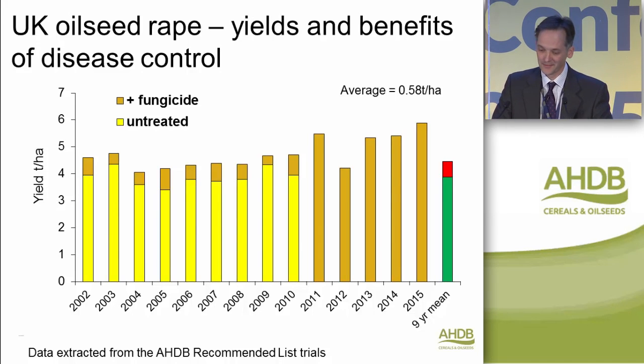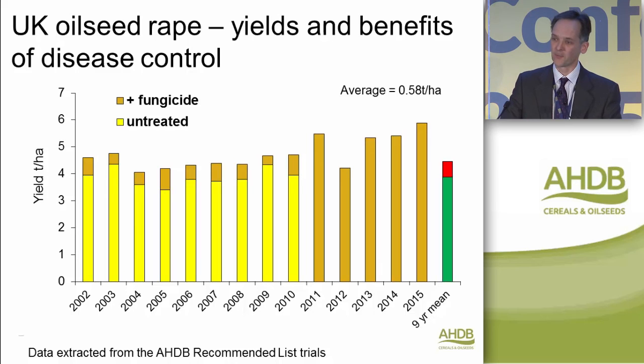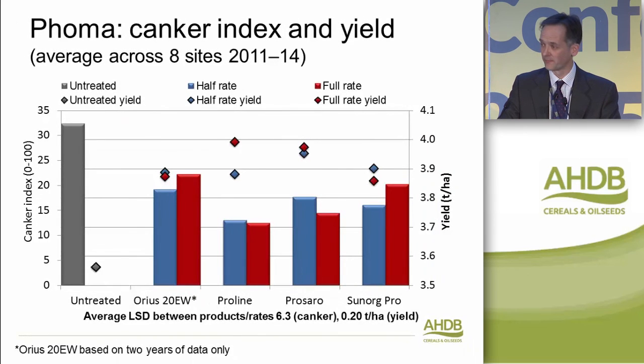There are actually no untreated yield trials over the last 5 or 6 years, but we do have untreated trials between 2002 and 2010, and those trials indicated that on average we see roughly about a 0.6 of a tonne yield response to fungicides in rape trials in the RL. So plenty to chase there in terms of yield response to treatment.